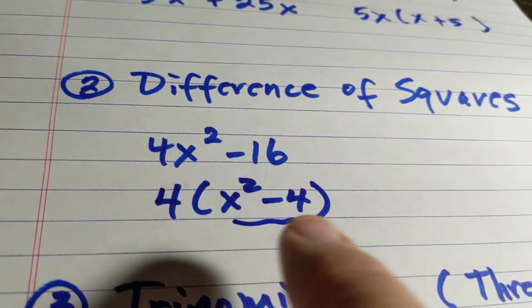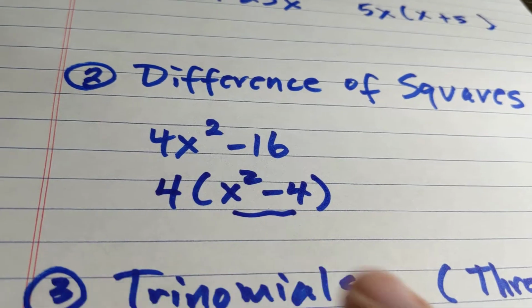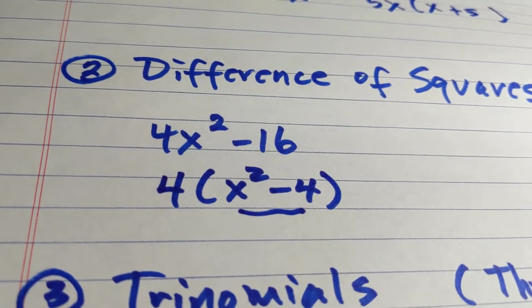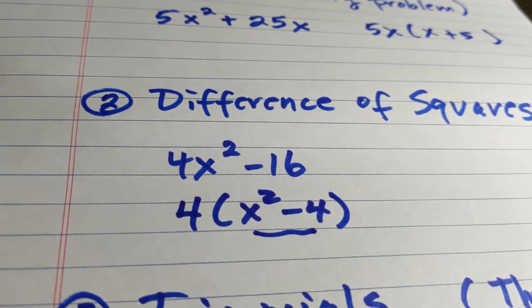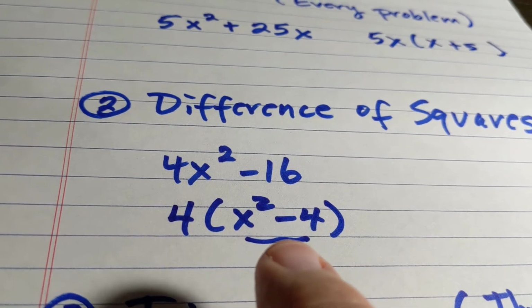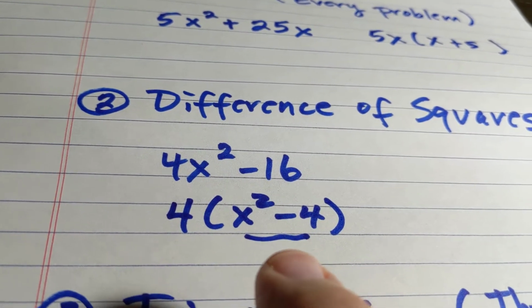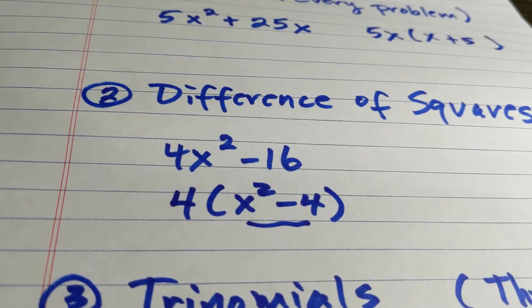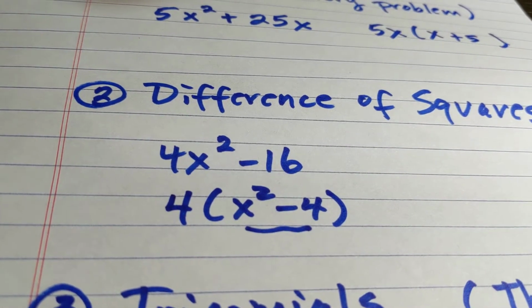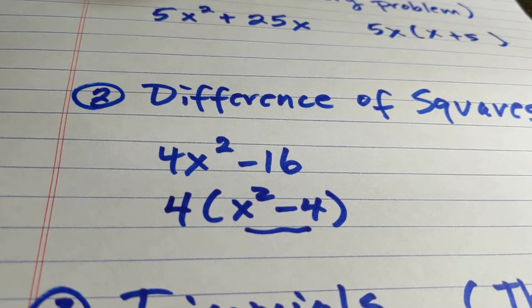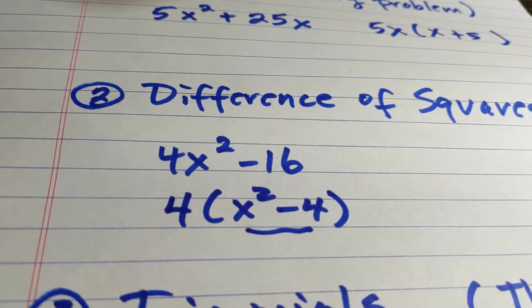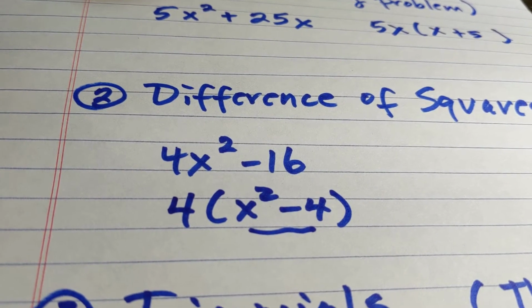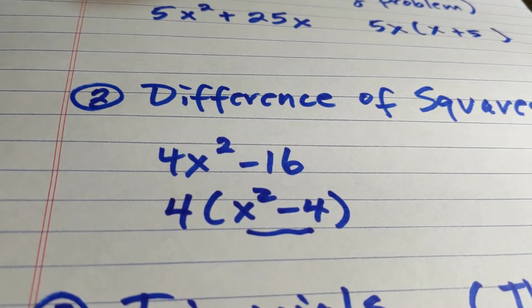You can tell an expression is a difference of squares if it is a subtraction problem, if it has two terms, and if both terms are perfect squares. And these are perfect squares because 2 times 2 is 4 and x times x is x squared. Obviously, it's a subtraction problem, and it does have 2 terms, x squared and 4.